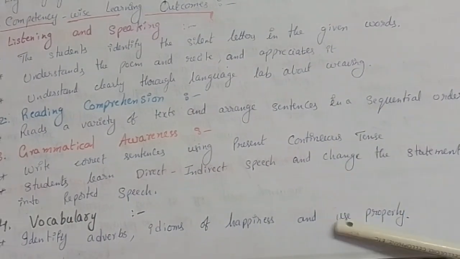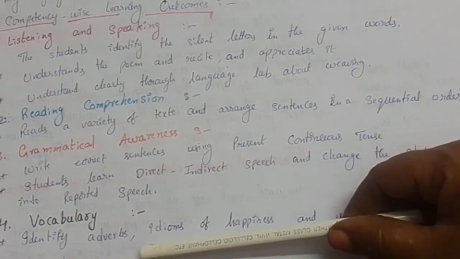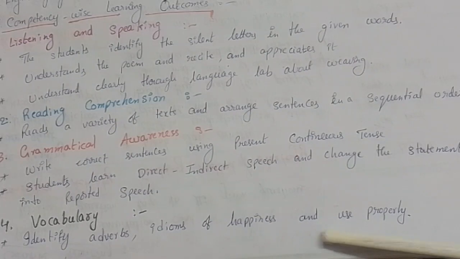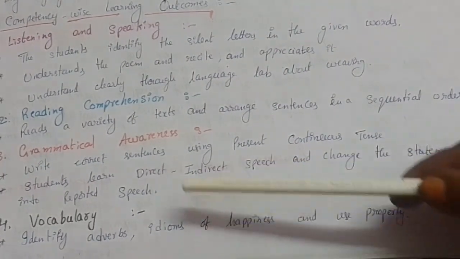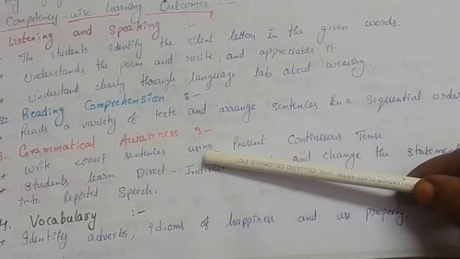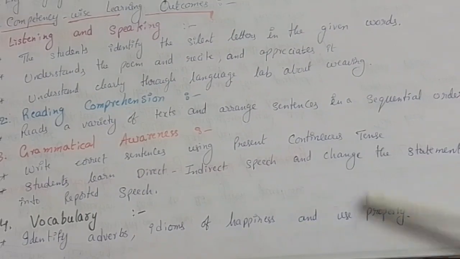Here we can make the TLM on our own. We have to prepare adverbs in a chart or reading cards, and idioms and direct and indirect speech for every topic in vocabulary and grammatical awareness, and in reading comprehension we will prepare a glossary as the teaching learning material.